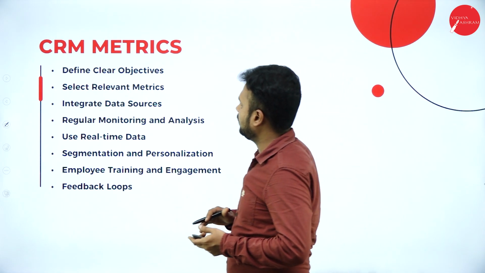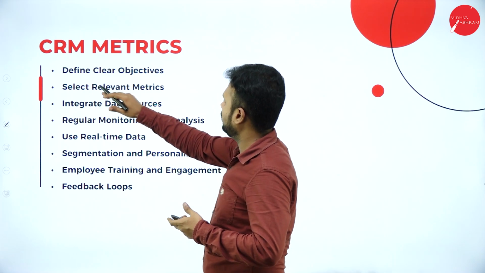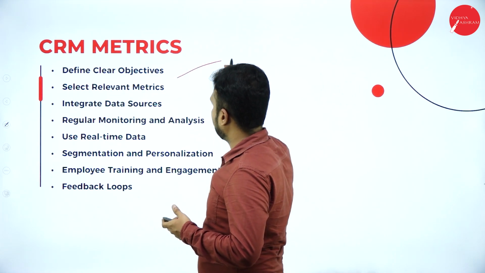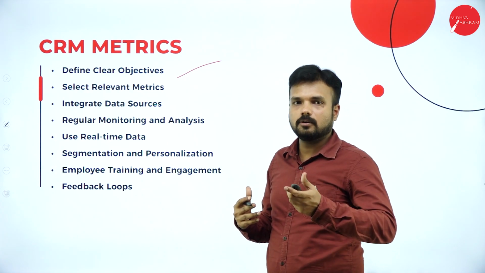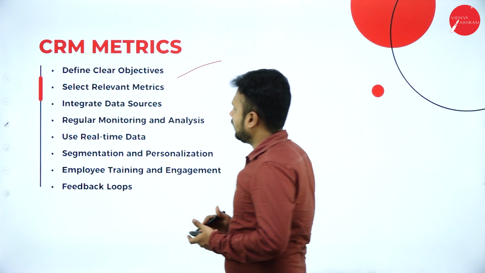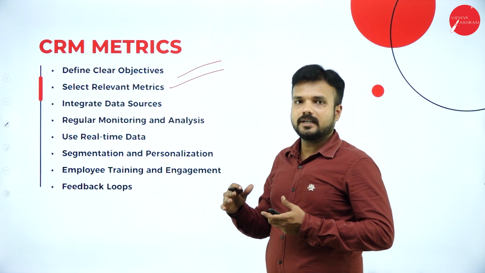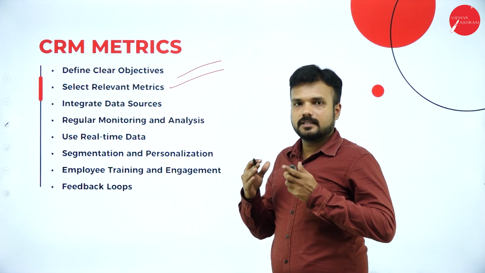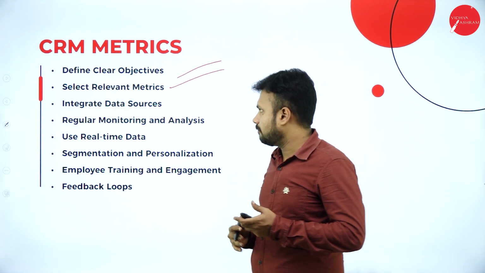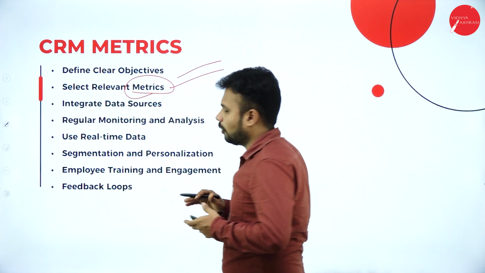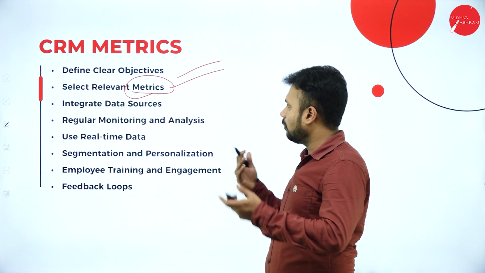CRM metrics. Okay, so there are certain metrics of CRM that we are going through individually. Define clear objectives. We are supposed to clearly define the objective. What is the main goal of my organization or the business? Select relevant metrics. For example, a single formula cannot solve all kinds of problems. We are supposed to apply the formula based on the problem. In the same way, a single metric cannot solve all kinds of problems, so we are supposed to apply the metric according to the problem.